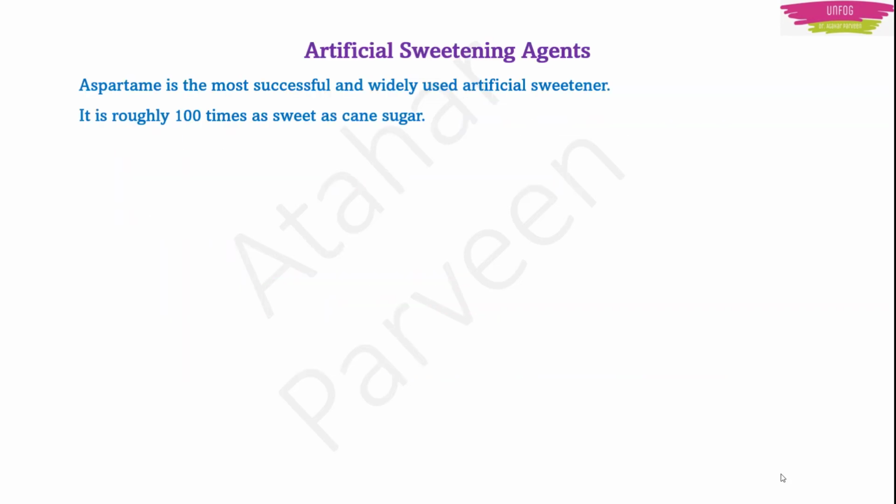Next is aspartame. After talking about saccharin, we are talking about another artificial sweetening agent, aspartame. This is the most successful and widely used artificial sweetener. It is roughly 100 times as sweet as cane sugar. Means the sweetness is lesser than saccharin, because saccharin was 550 times, no? When compared to cane sugar, this is just 100 times, okay? And it is the methyl ester of a dipeptide, formed from aspartic acid and phenylalanine.